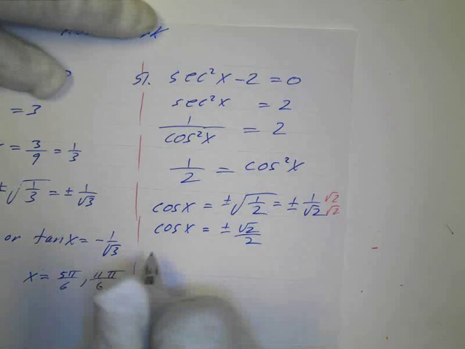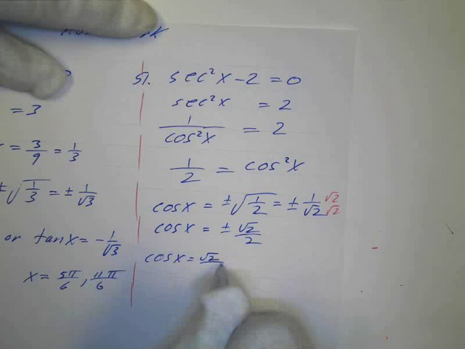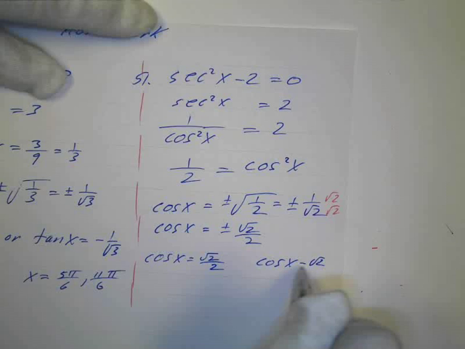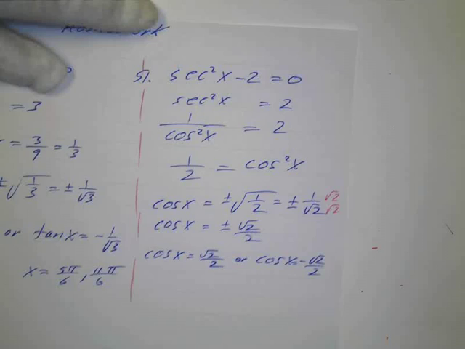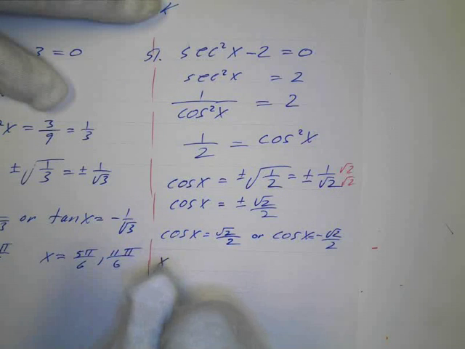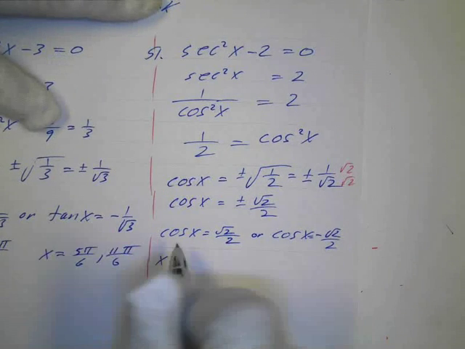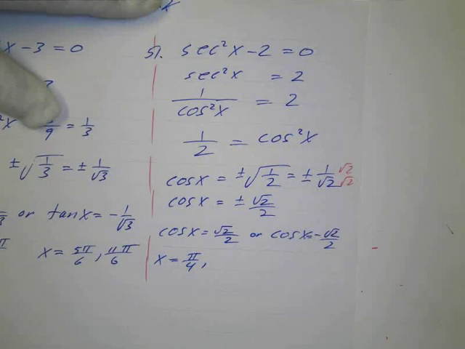So I got a couple possibilities, okay? Cosine of x equals the square root of 2 over 2. I think we know what that is. And the cosine of x equals negative the square root of 2 over 2. Alright, that's an or there. So x equals, and we know it equals the square root of 2 over 2 at pi over 4. So x equals either pi over 4.